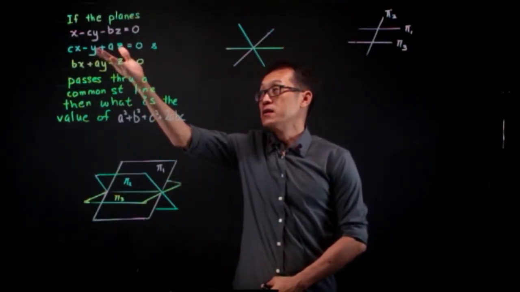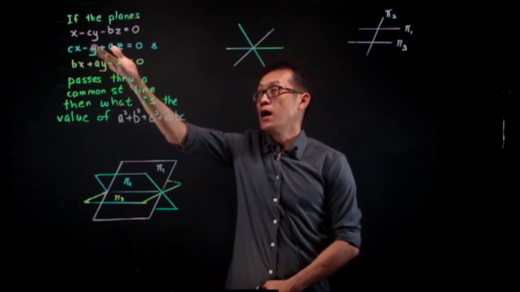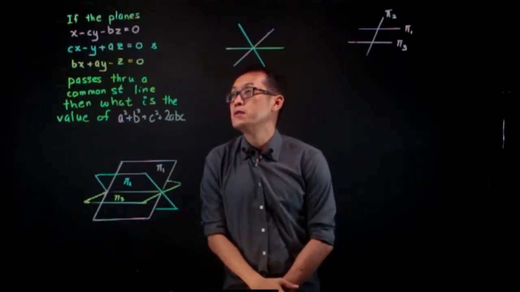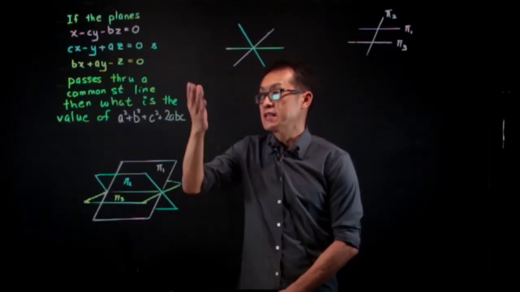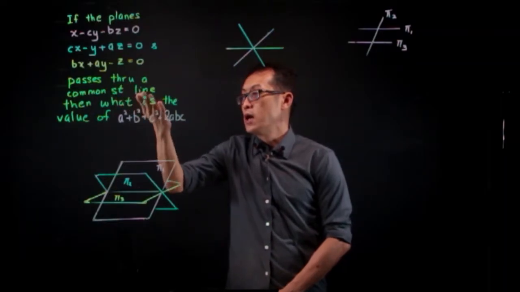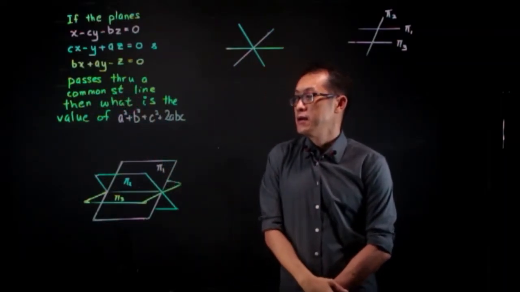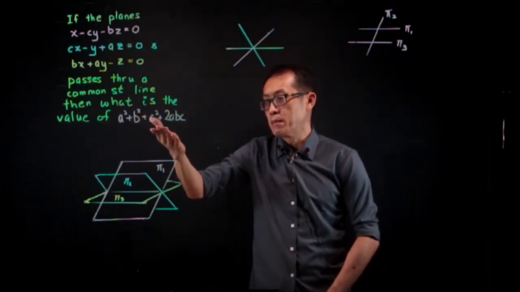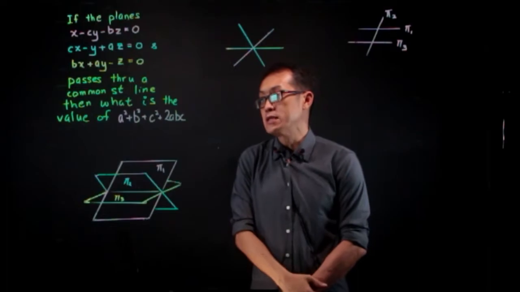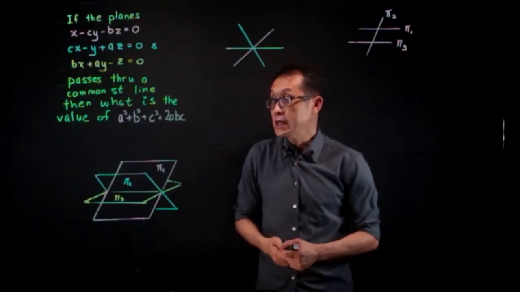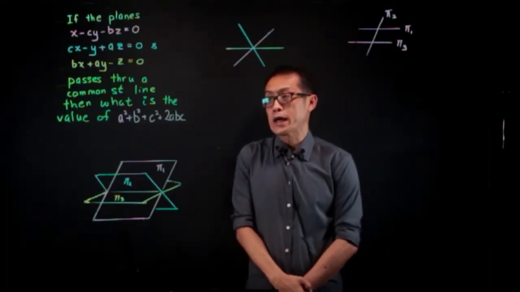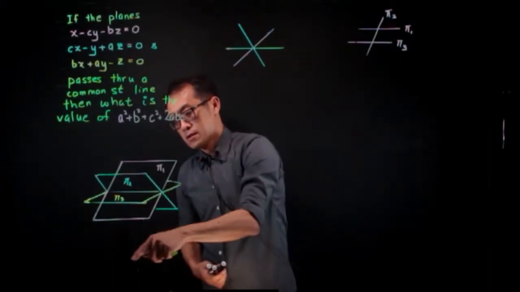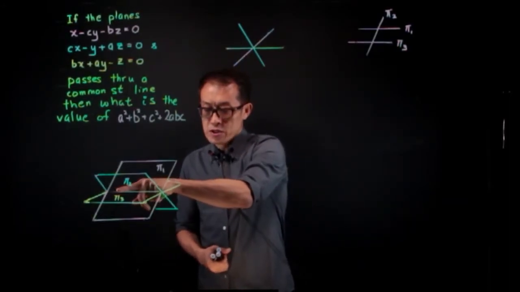The three planes are given to you, the one in pink, blue, and the one in orange. It states that if they pass through a common straight line, then you are asked to find the value of a squared plus b squared plus c squared plus 2abc. The main thing is that they pass through a common straight line. So it will look something like this. Alright, so this is a common straight line.